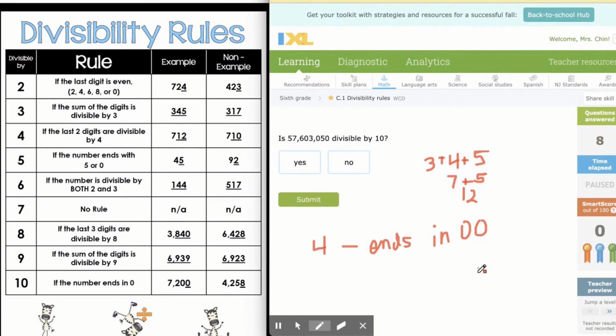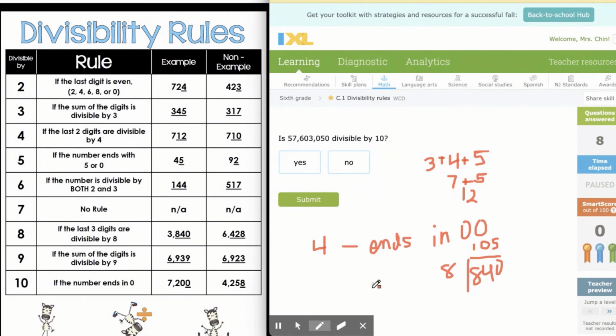840, if I do that math over here, 840 divided by 8, I know that 8 goes into 8 once. I know that 8 doesn't go into 4. I'll put a 0 there, but 8 goes into 40 5 times. So 8 definitely goes into 840 evenly. So that means 8 goes into 3,840 evenly.